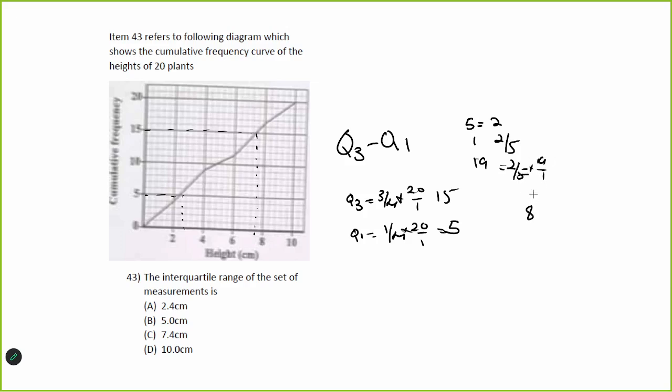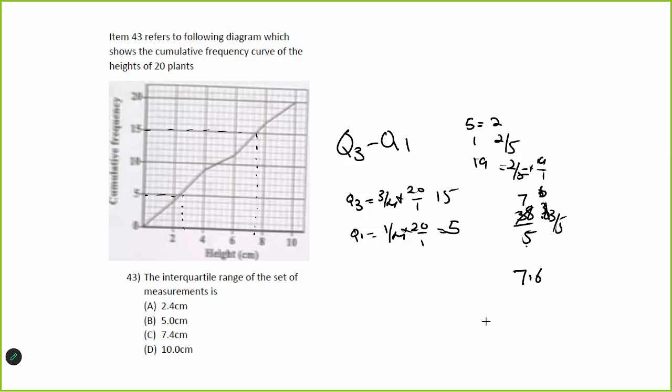9 2s are 18. 1, 2 is 2, 3, that's 38 over 5. 5 could go into 38 7 times, 7 3/5, right, which is 7.6. So you're going to say 7.6 for Q3.